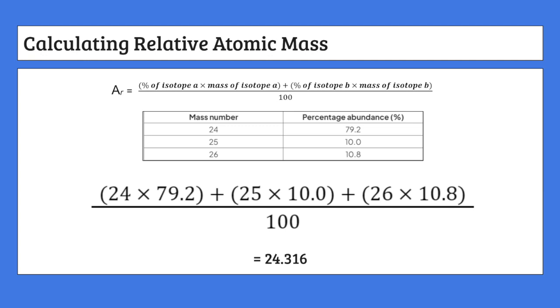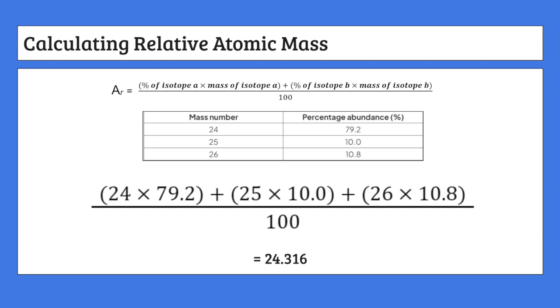This table gives us the mass numbers and percentage abundances of 3 different isotopes of an element. It wants us to calculate the relative atomic mass of this element. So how do we do this? Well, we just plug it into the formula. Let's call the mass number 24 isotope A, the mass number 25 isotope B, and mass number 26 isotope C, which is not seen in the equation. We just plug it in, and we do 24 times 79.2, which is the abundance, 25 times 10, and 26 times 10.8, and we are just adding them together.